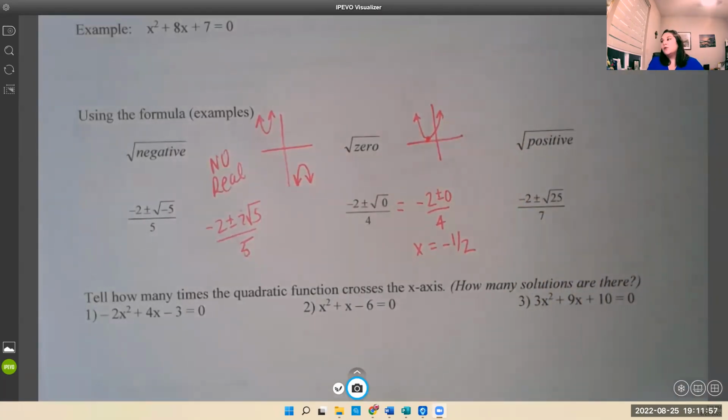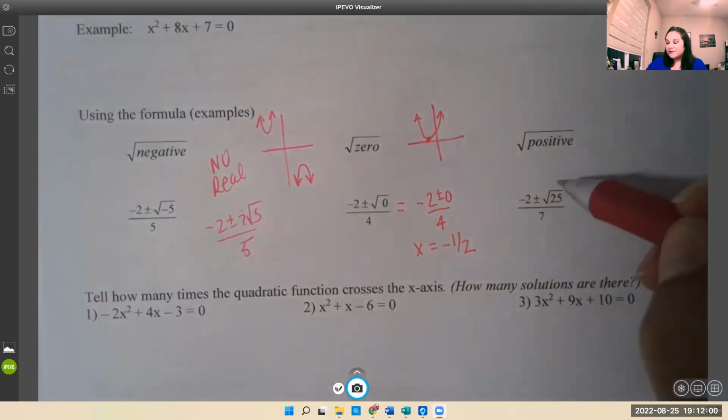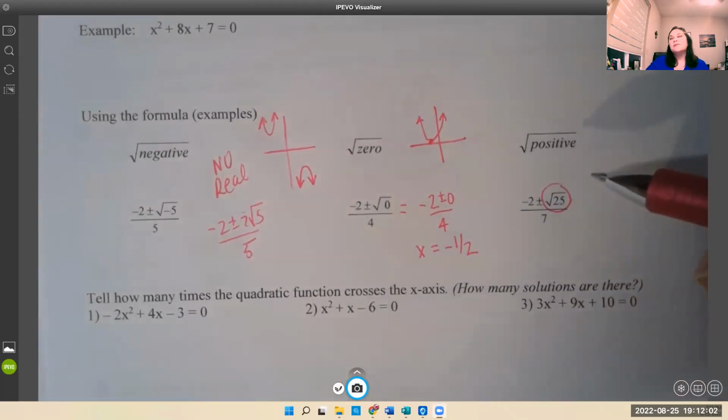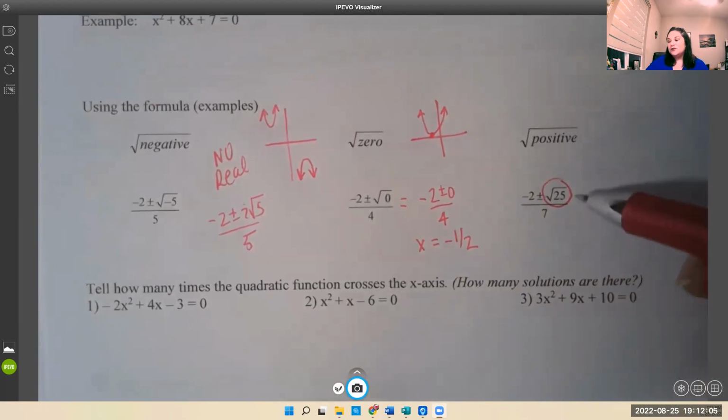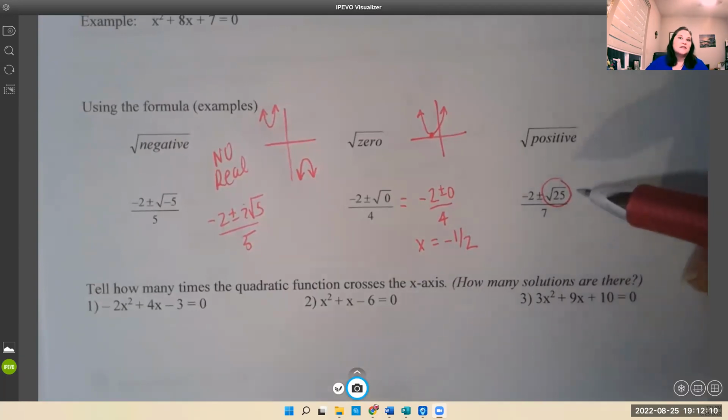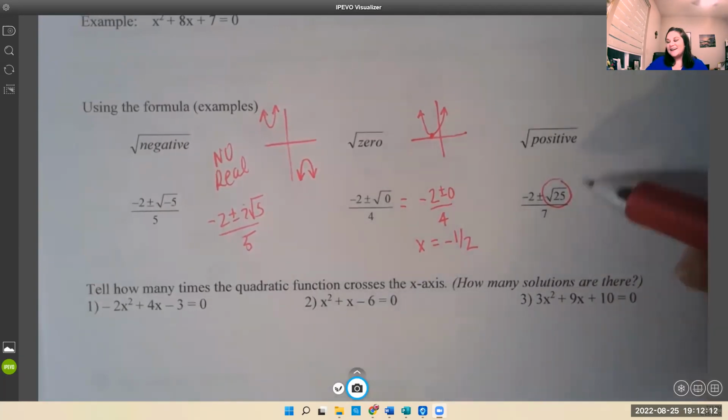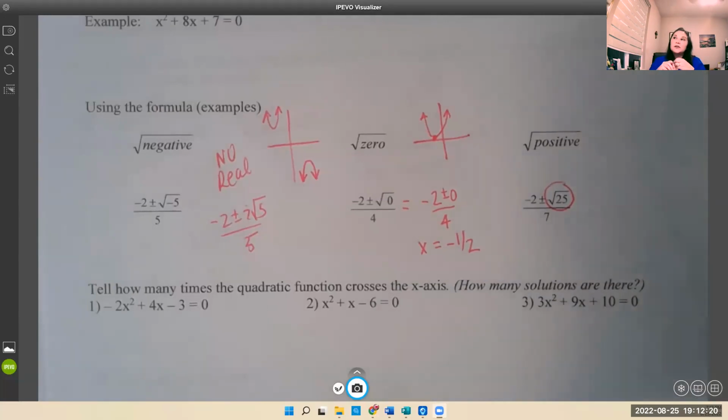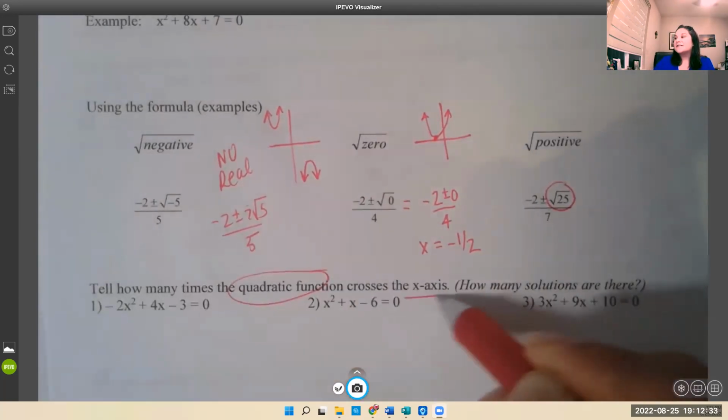So the more likely result, what you typically would see in a math book more commonly, because they want you to have solutions, is whenever you have a positive number underneath the square root sign, that's when you have plus or minus a value, and you're going to get two different things. Adding 5 is going to give you one answer, and subtracting 5 is going to give you another. And those answers are how many times the quadratic function crosses the x-axis.